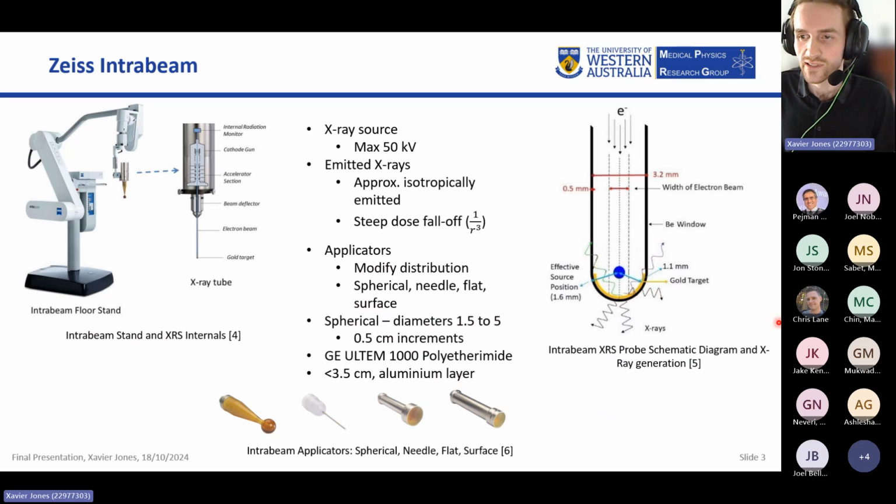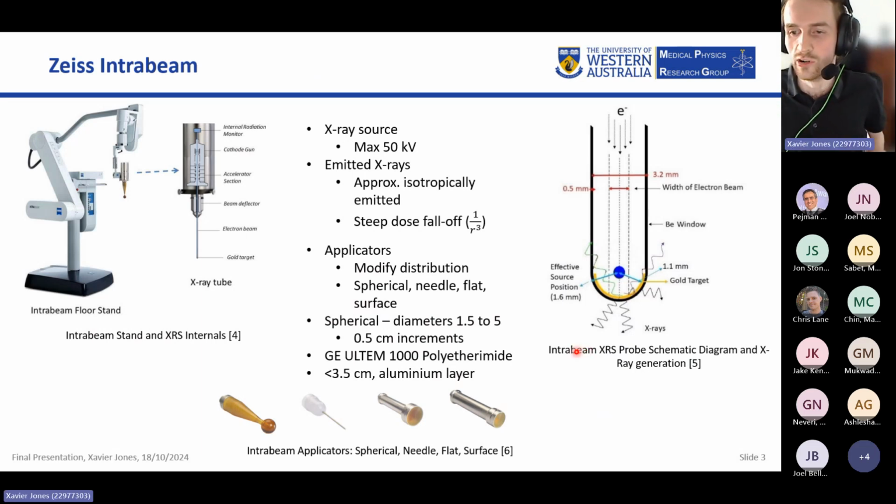The Intrabeam X-ray source essentially acts as a miniaturized linear accelerator. A potential is applied, accelerating electrons produced from the cathode gun here through its accelerator section here, directed by a beam deflector, passing into the probe here. The probe, whose schematic is shown here, is a 10 centimeter long, 3.2 millimeter diameter evacuated tube made of mu metal. At the probe's tip is a 1 micrometer thick hemisphere of gold. The electrons, accelerated with maximum potential of 50 kV, strike this target and produce low-energy Bremsstrahlung X-rays with maximum energy of 50 kV. The X-ray source can be attached to a maneuverable floor stand during delivery, depicted here.